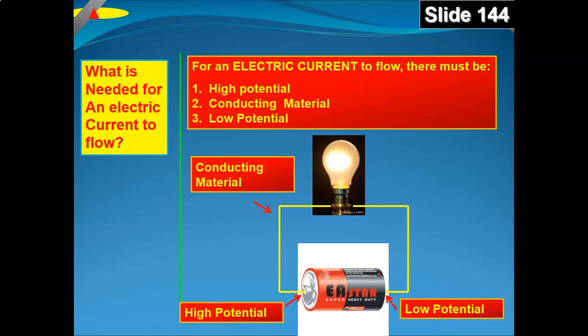Similarly, if you just have a battery and a wire going out of one end and into the other, the electricity will not flow. You have to have something in the middle, like that light bulb, in order to cause the electricity to flow.